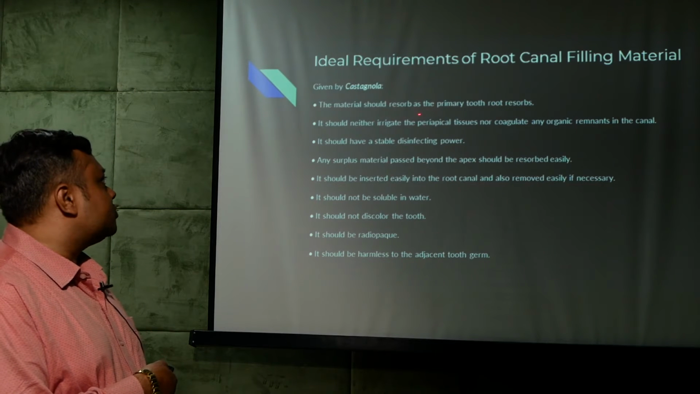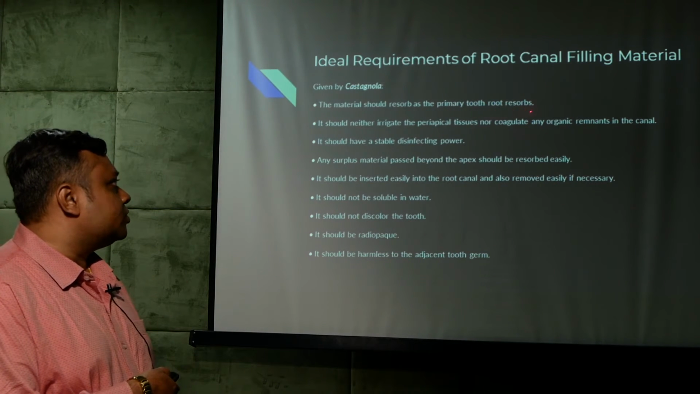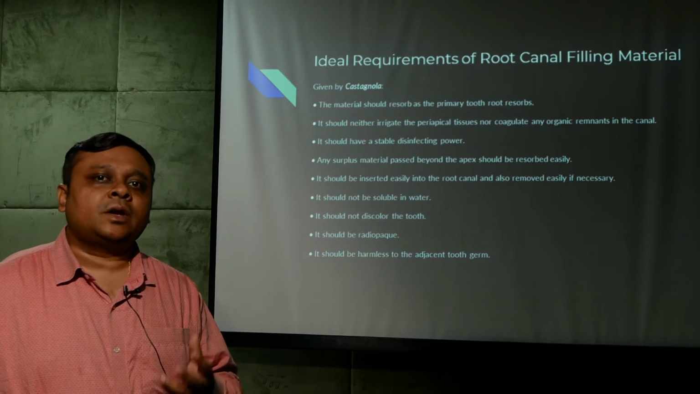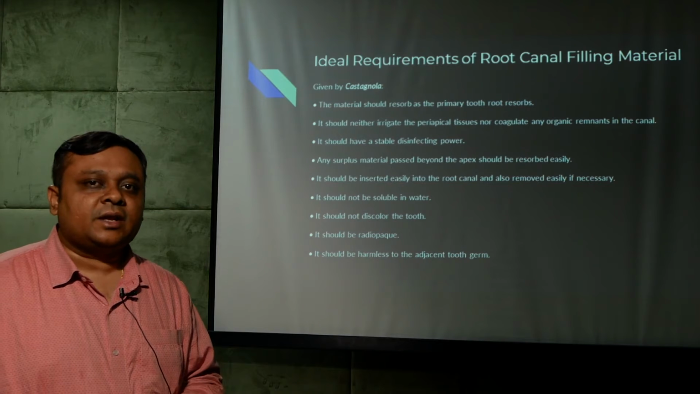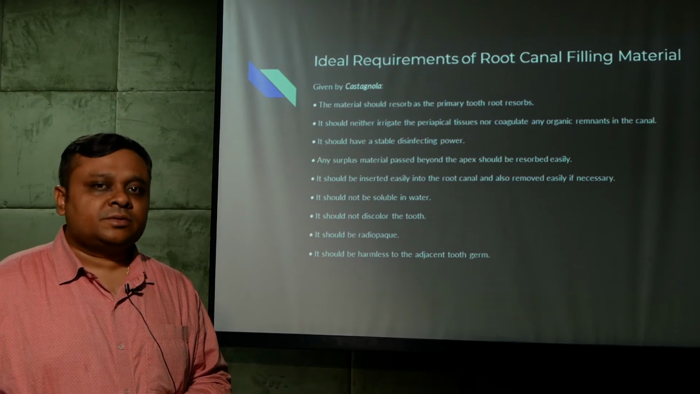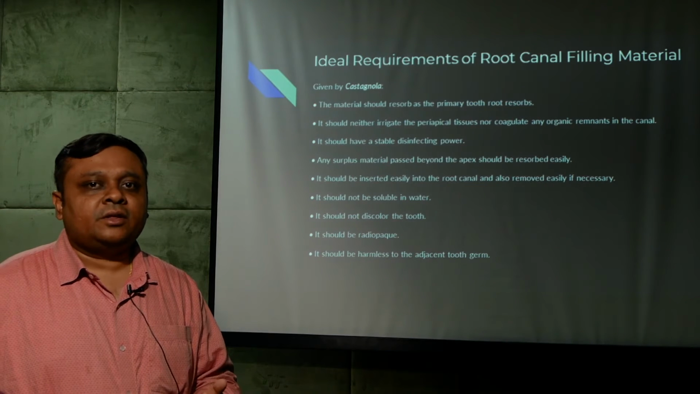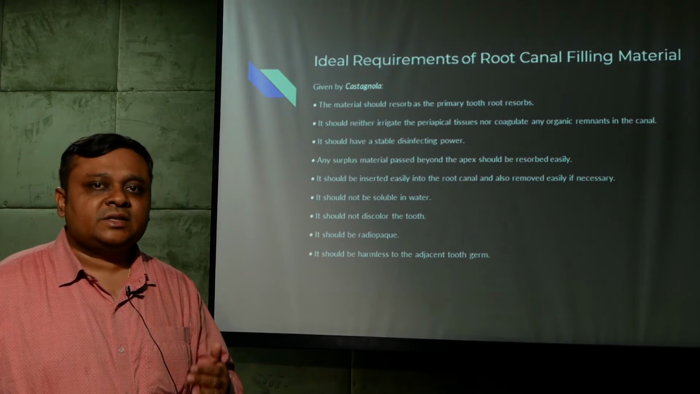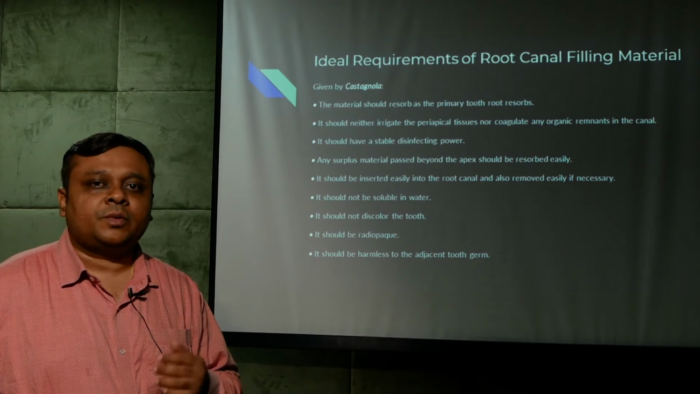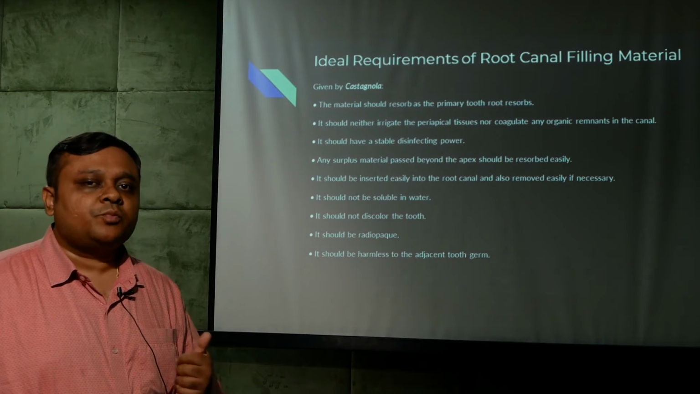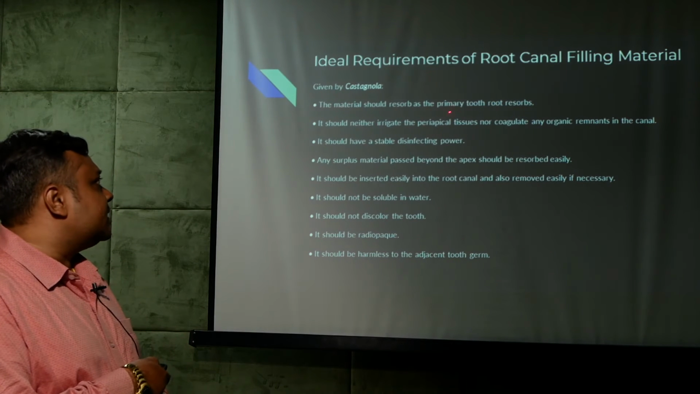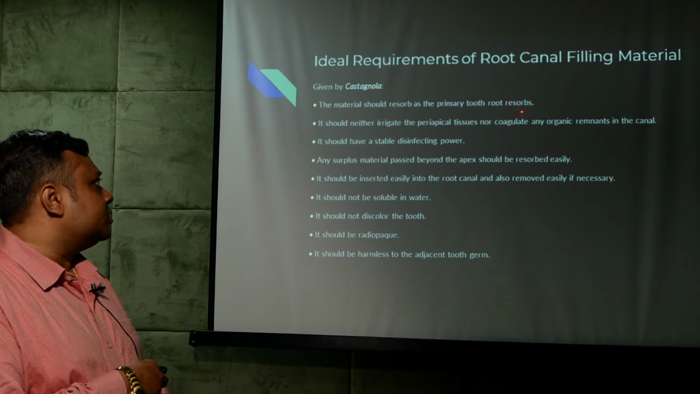The material should resorb as the primary tooth root resorbs. Since we know that the primary teeth resorb and the permanent teeth come into their place. So if we fill the canals with a material which is not resorbable as the tooth resorbs, it can be retained in the oral cavity and it delays the eruption of permanent teeth, or may lead to non-eruption of permanent teeth also. So the most important requirement of an ideal obturation material is that it should resorb as the root of the tooth resorbs.